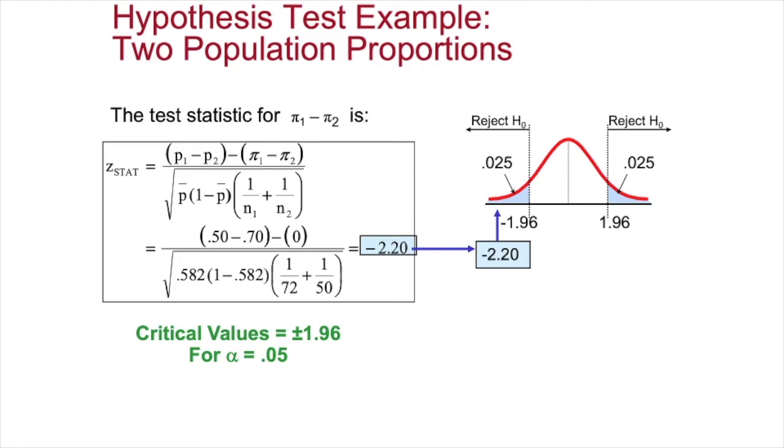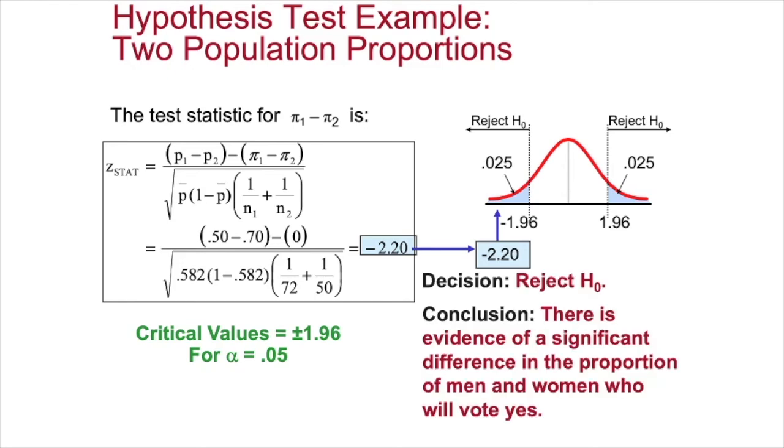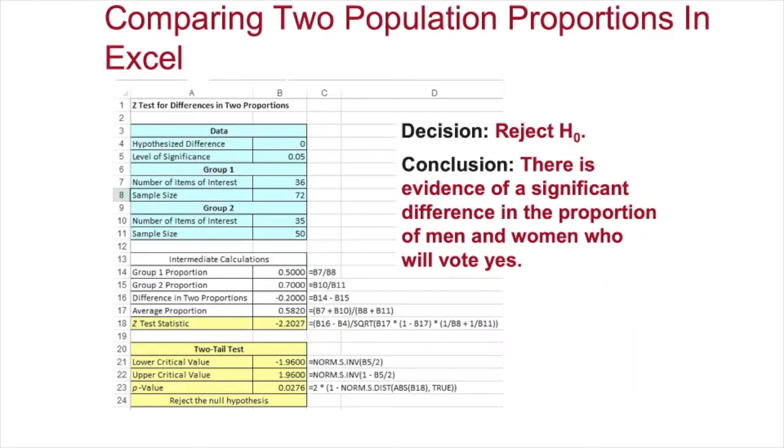And we know our decision well because minus 2.20 is inside of the rejection zone, then we are able to reject the null. In Excel, it's going to look like this. We're going to have a template.